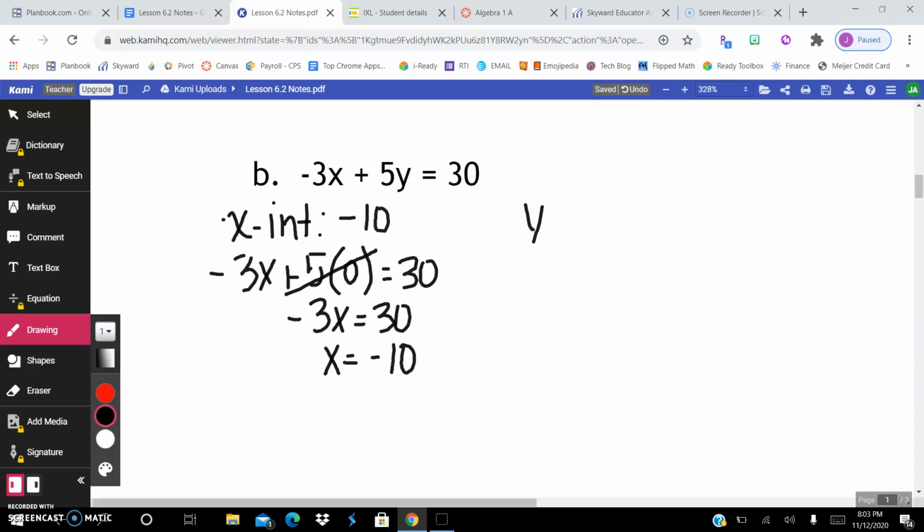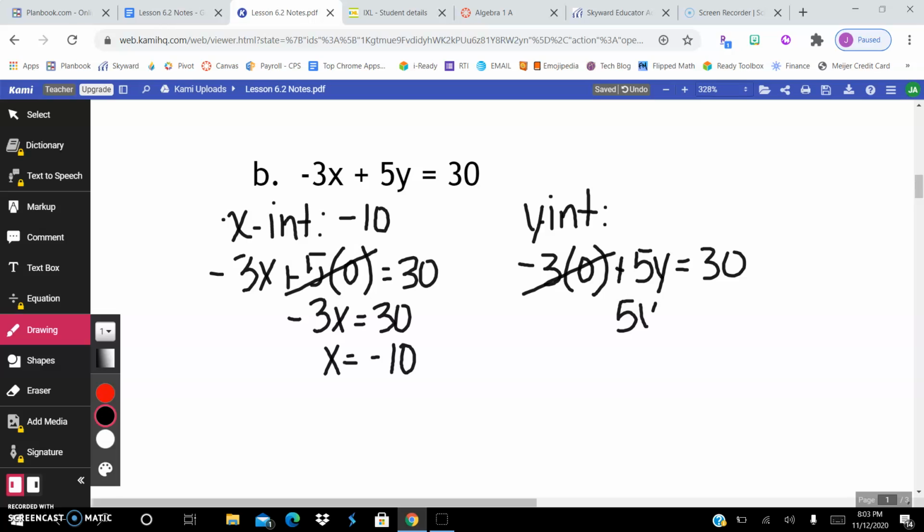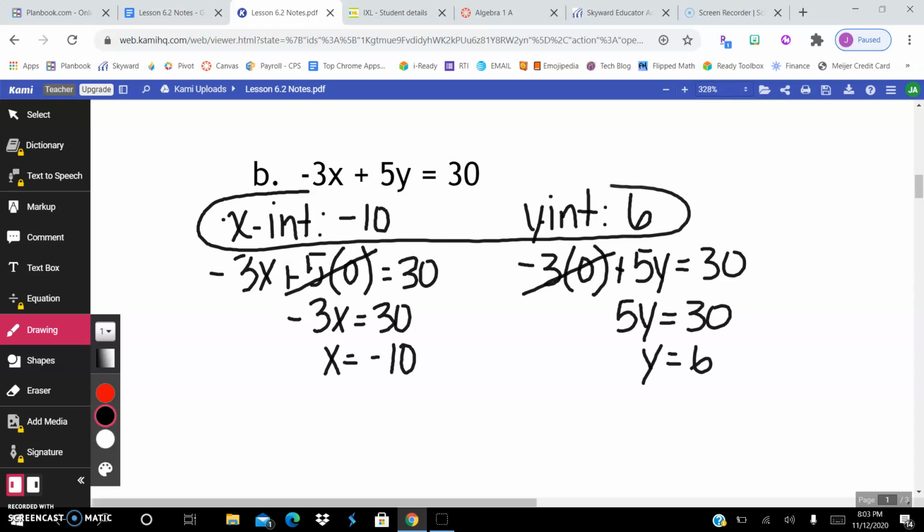So my x-intercept is -10. And then for the y-intercept, I'm going to do the same thing, except I'm going to put a 0 in where the x is. So I'm going to have -3 times 0 plus 5y equals 30. So now -3 times 0 is 0, so that's gone. And I just have 5y equals 30. So 5 times what is 30? That would be 6. So my y-intercept is 6. So these are my two answers.